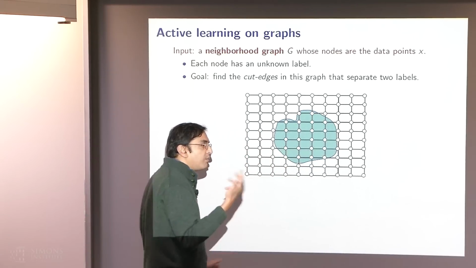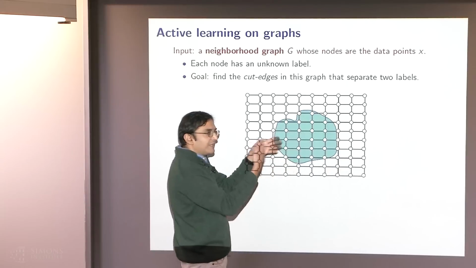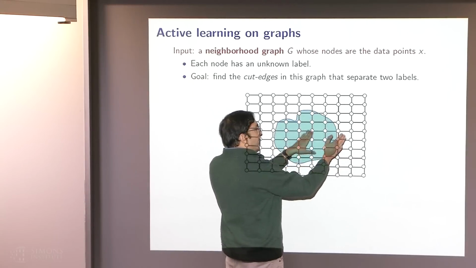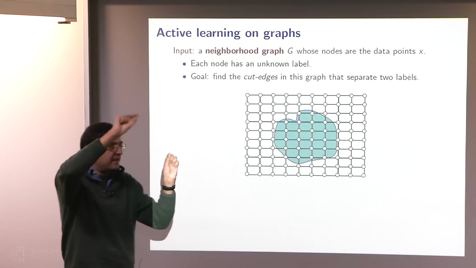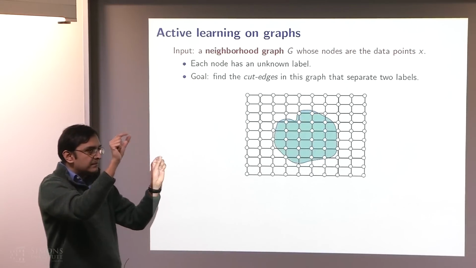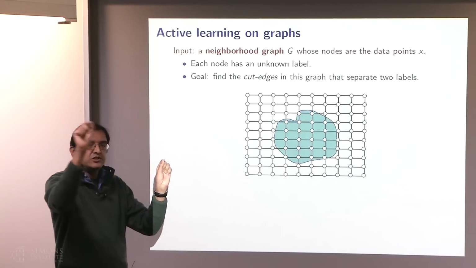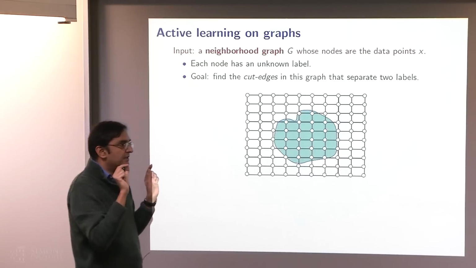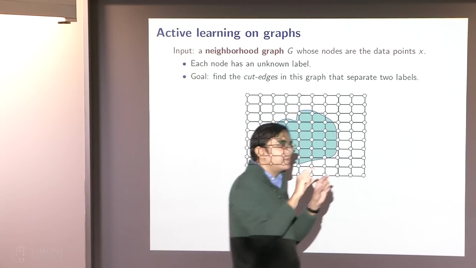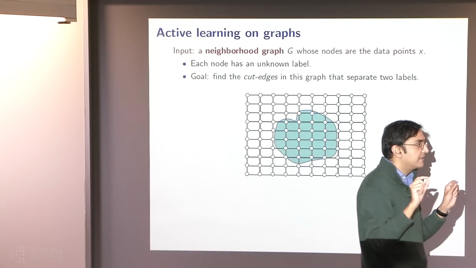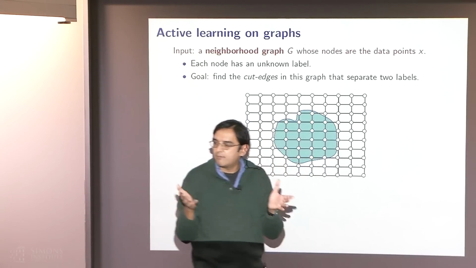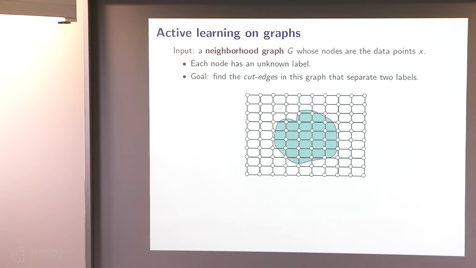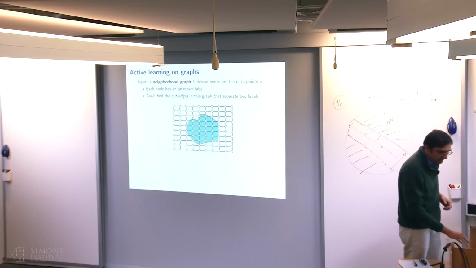So what would we expect? Let's say you do a little bit of random sampling and you find a point that's a plus and a point that's a minus. So now you know that there's a path that connects them that includes a cut edge. Just by doing binary search along that path, you can find the cut edge. So you can find each cut edge with log diameter number of queries. And so the total query complexity you would expect to be something like the number of cut edges times log diameter. Something of that form, right?